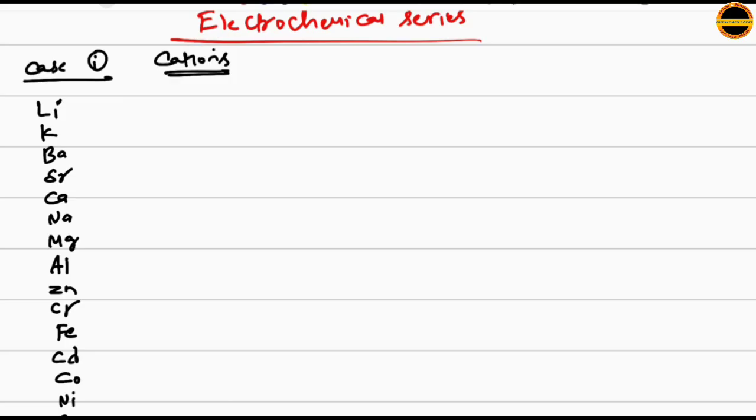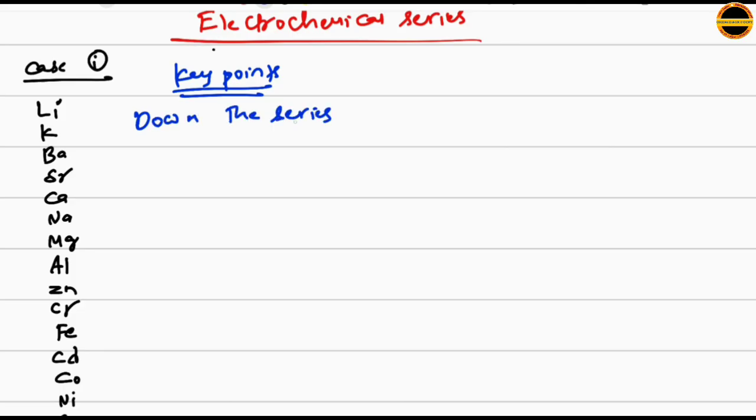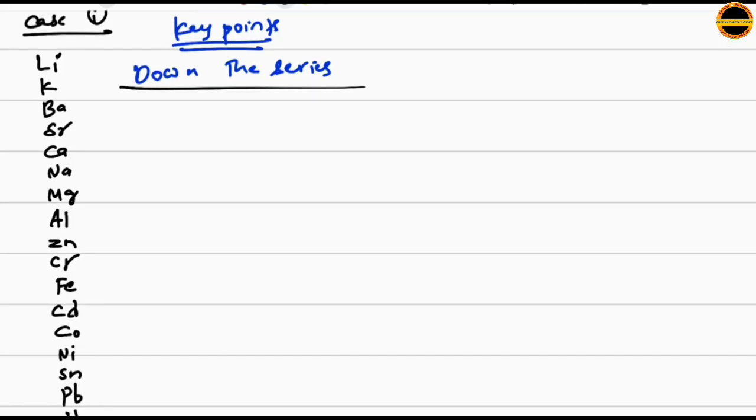For these cations, down this series, cations of the respective metals, remember the key points for the given series. Down this series, what we need to compare is the SRP value, the standard reduction potential value, which increases from top to bottom. If the SRP value increases, the SOP value decreases. If the SRP value increases, ease of reduction increases.